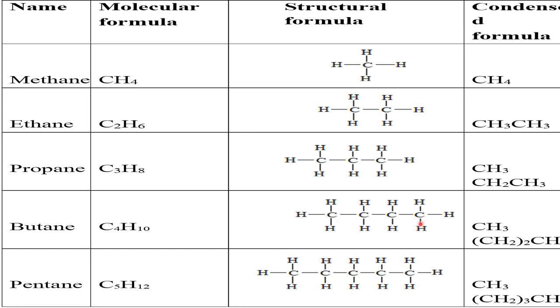The condensed formula will just be like the way I've said it: CH3, CH2, CH2, CH3. But this CH2, since it's repeating, to avoid wastage of space and time, we just write it in this form: CH3, open bracket, CH2, close bracket, and a 2 outside, then CH3. This 2 shows that there are 2 CH2s. Then finally pentane, just like that.